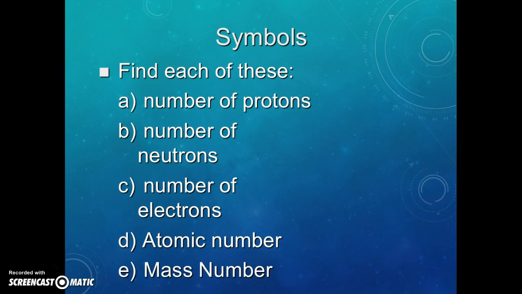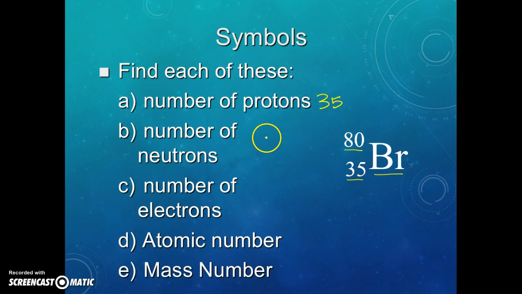Here we have the element bromine, 80 and 35. We see those numbers, so we know right away what each number is. We already know what that means. And since we have Br, we know that's the symbol for bromine. So let's decode. Number of protons? Protons equal the atomic number. The atomic number is 35, so we have 35 protons.